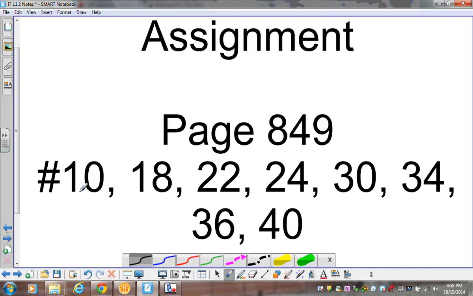Now this is your homework for tonight. Page 849. These are all even, so those are not going to be in your book. However, I have posted the answers that have been worked out for these particular problems on the website, so you guys can go there and check those out. And then tomorrow, let's get a little bit more practice with 11.1 and 11.2.